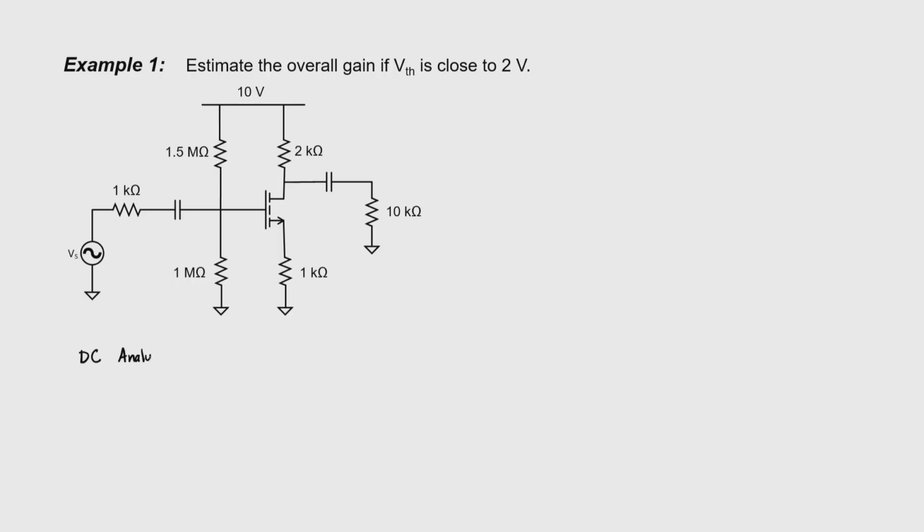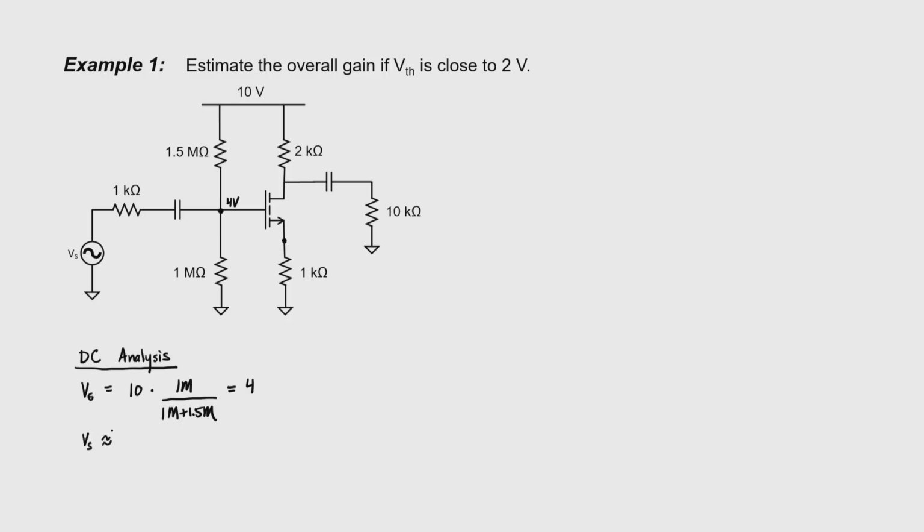First, let's do a DC analysis to make sure that this transistor is in saturation. Let's find the gate voltage first. So we have a voltage divider here set up by these two resistors, 1 mega ohm and 1.5 mega ohm. And when applied to our 10 volt power supply, it gives us 4 volts. Fine. Label it here.